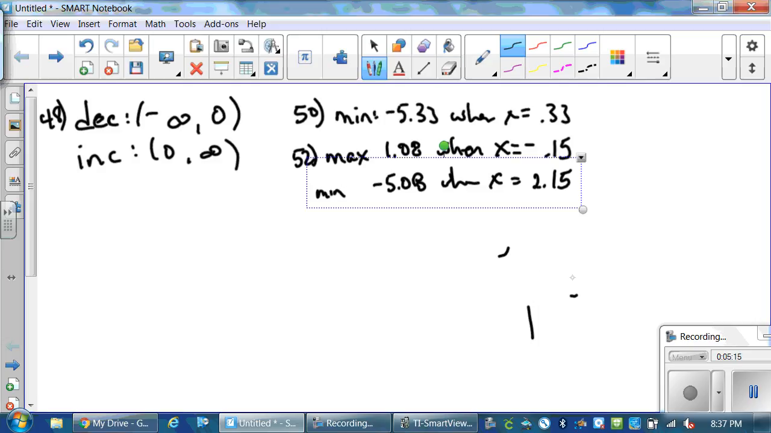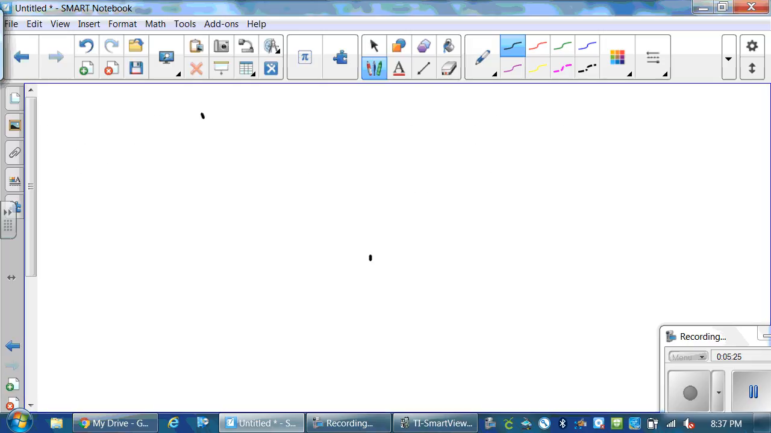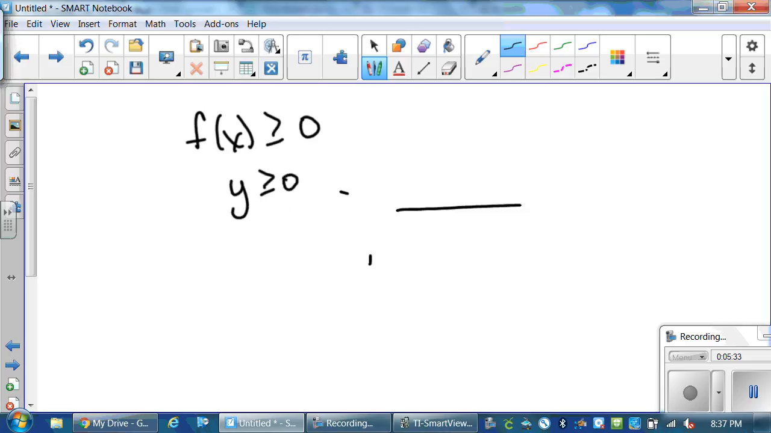Alright, 54, 56, 58, and 60, they want me to graph the function and determine for what interval the f of x is greater than or equal to 0. Let's talk about what that means. f of x is greater than or equal to 0. Another word for f of x is y. So in other words, when is y greater than or equal to 0?